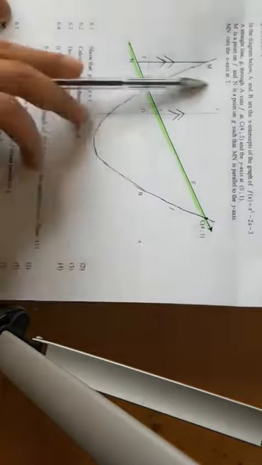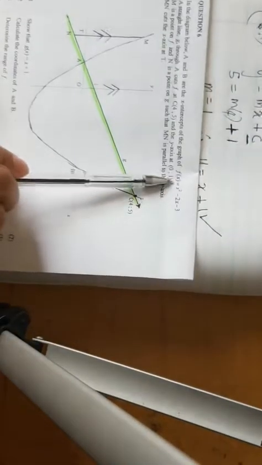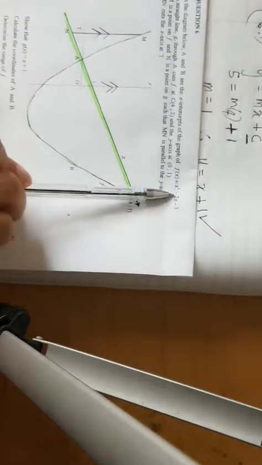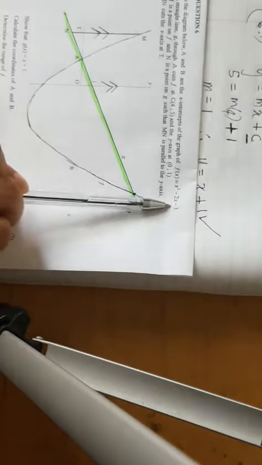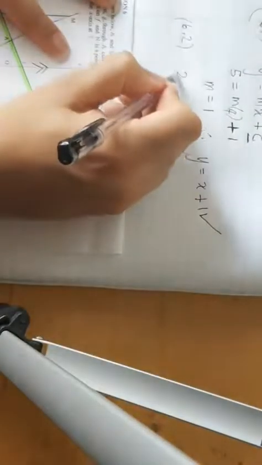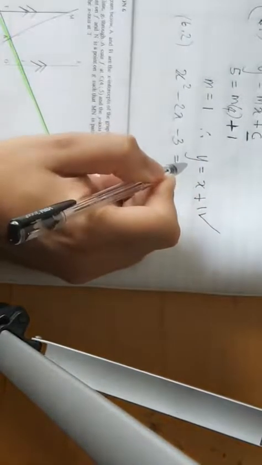They ask us to calculate the coordinates of A and B, which are also the x-intercepts of the parabola. So that will be 6.2. In the beginning, they gave us the equation of this function here, which is x squared minus 2x minus 3. We want the x-intercepts, so how do we get the x-intercepts? We make y equal to 0 and factorize. So it's x squared minus 2x minus 3 equal to 0.